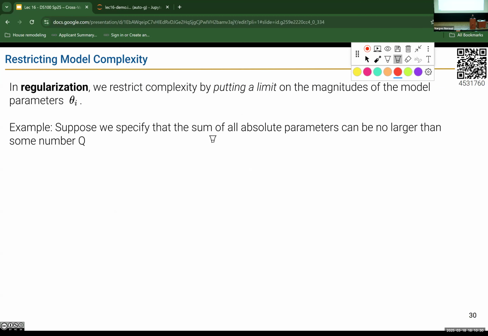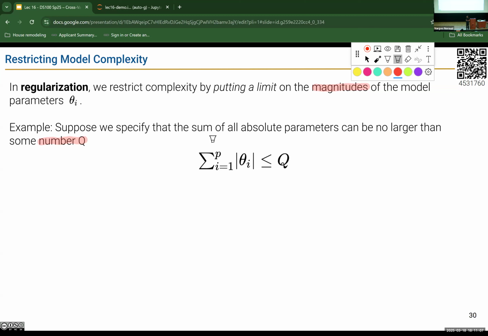This budget thing, if you think about this budget as some number Q, we're going to play with that, and we want to measure some magnitude of the parameters that we have, and make sure that looking at the magnitude of all of the parameters in the model altogether, they don't exceed the budget. The simplest way to implement it is to go ahead and calculate the absolute value of the parameters. The summation of those absolute values should not exceed the budget Q that I allocated initially, right?